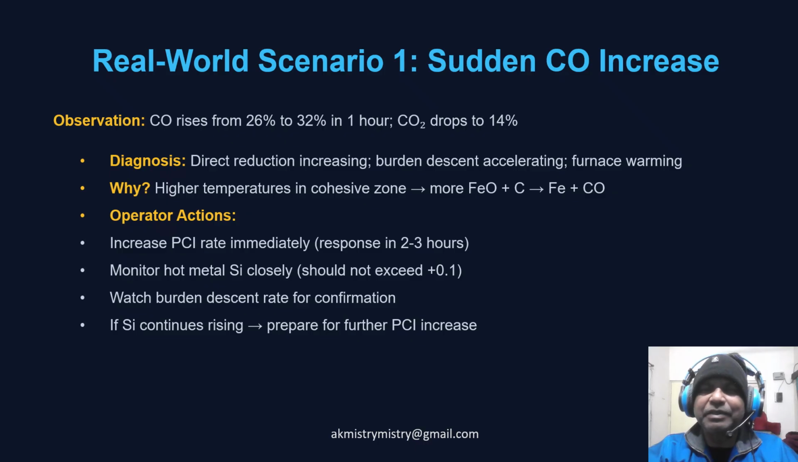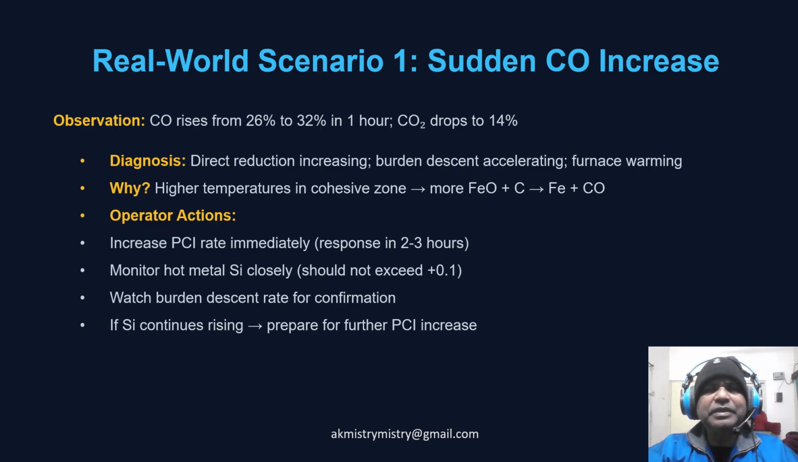doesn't increase by more than about 0.1. Burden descent rate should be watched for confirmation, and if silicon continues to rise, a further PCI increase may be required.